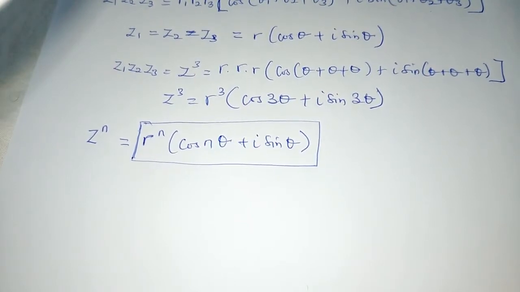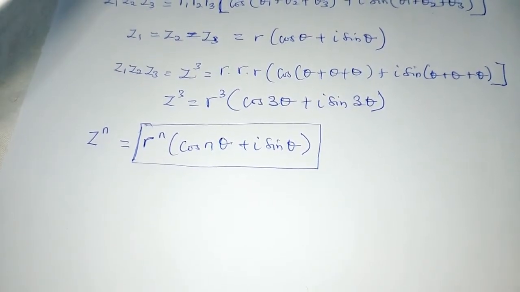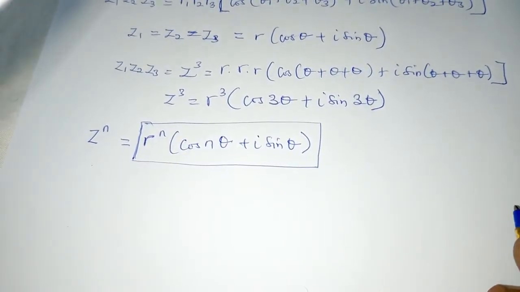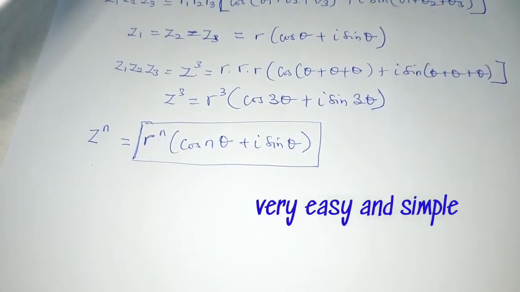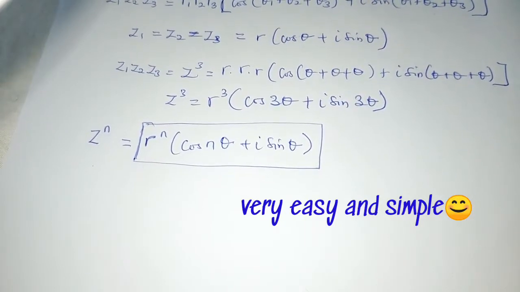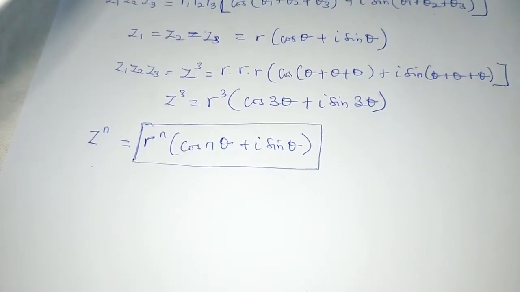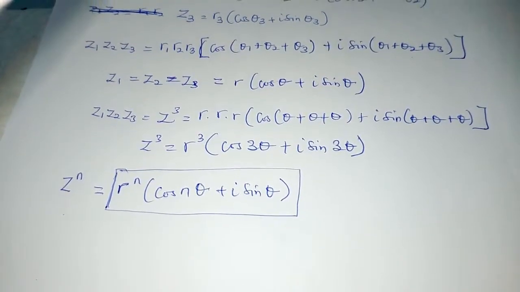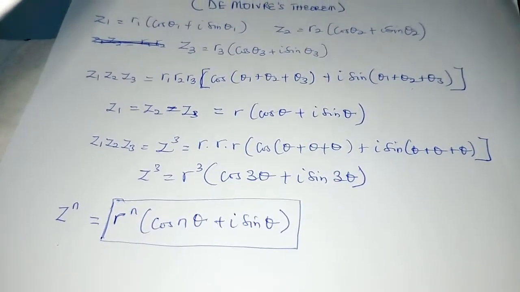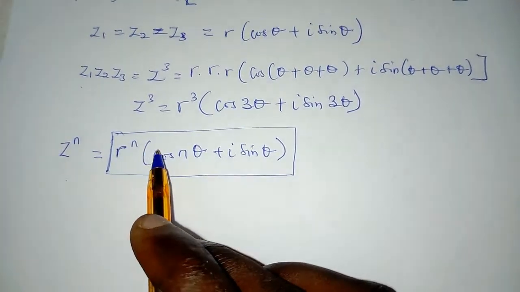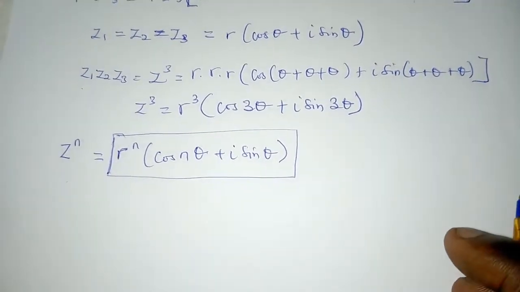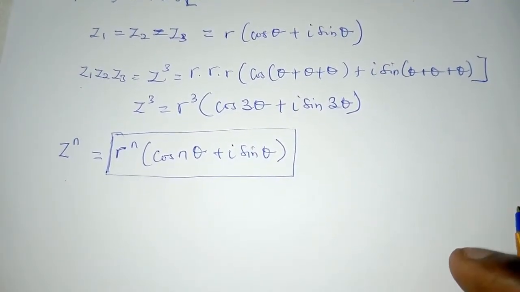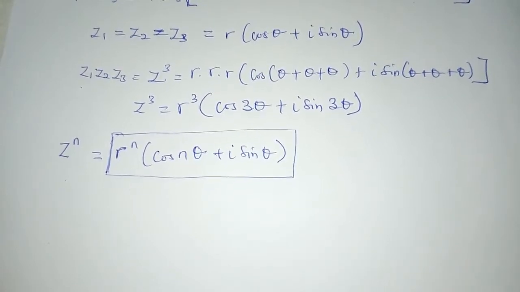So when we have to find the square root, it is actually raising this complex number to the power half. Similarly, the cube root is raising to the power 1/3. As simple as that. It's very important. And so it states that to raise a complex number in polar form to any power n, we raise r to the power n and multiply the angle by n. That is De Moivre's theorem. Very simple.